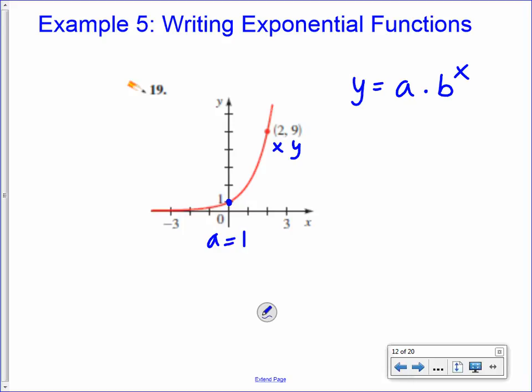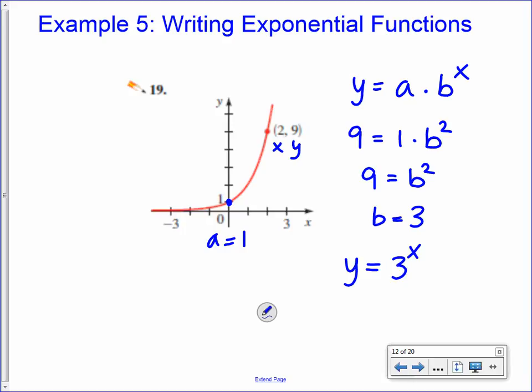So we're just going to plug in everything that we know. A is 1. A point on the graph is (2, 9), so that gives us an x and a y value. And we're just going to solve it for b. So this will just end up being 9 equals b squared. Now, at this point, you're just going to solve it mentally and think, okay, what is the base? If we're squaring it and it's equaling 9, well, the base would have to be 3 because 3 squared is equal to 9. So essentially, we know that the function is y equals 3 to the x power.